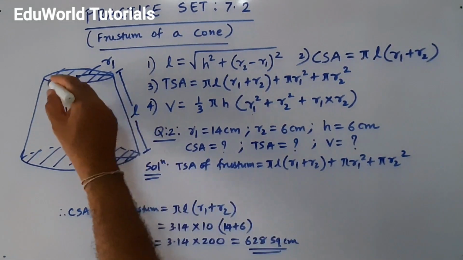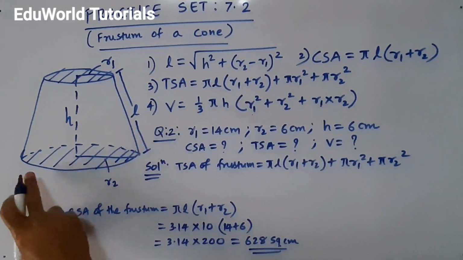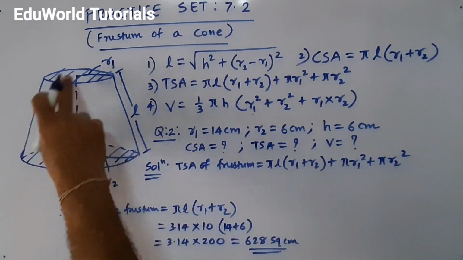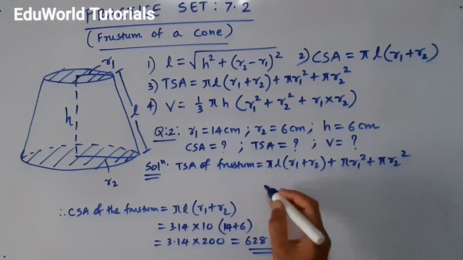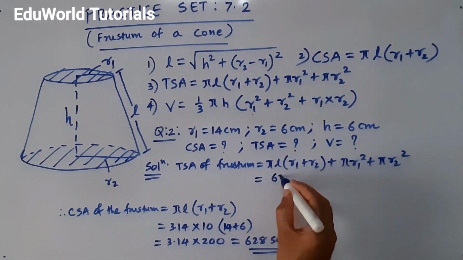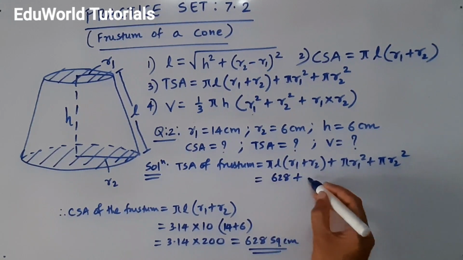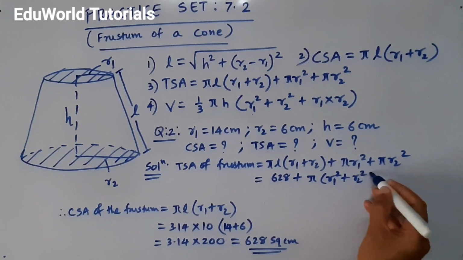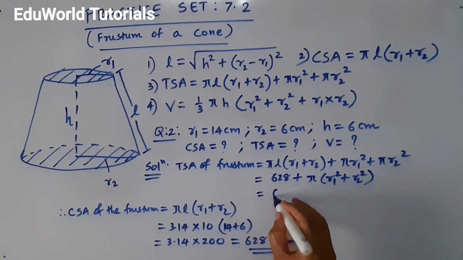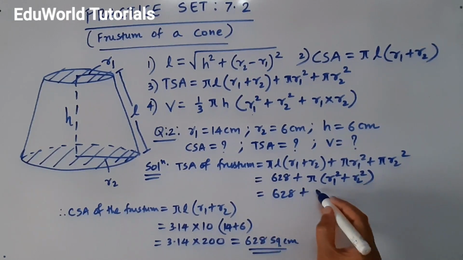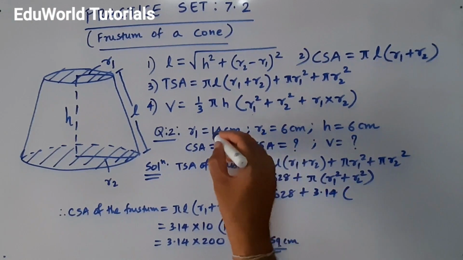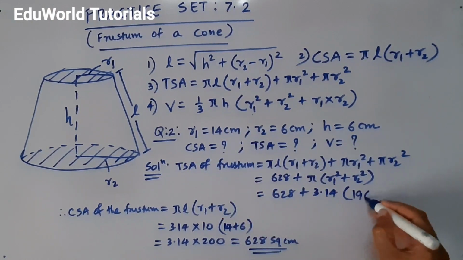Pi R1 square is the area of the lower surface. Actually R1 is here and R2 is there, and pi R2 square is the area of the upper flat circular surface. So what I will write is 628 plus, taking pi common, inside the bracket I will write R1 square plus R2 square. So 628 plus the value of pi. What is the value of pi? I have to take 3.14. And R1 square. R1 is the big radius, 14 square, which is 196.